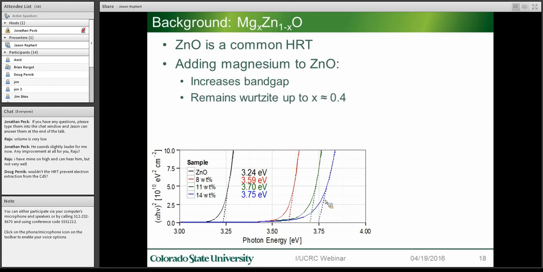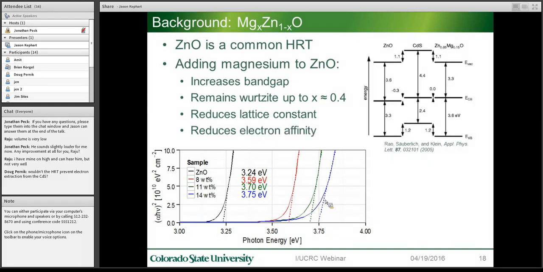The material also remains in a single phase up to about 0.4, at which point the cubic phase can start to precipitate. Adding magnesium reduces the lattice constant of the MZO, which can increase the lattice mismatch with cadmium telluride. And another important property is that it reduces the electron affinity.